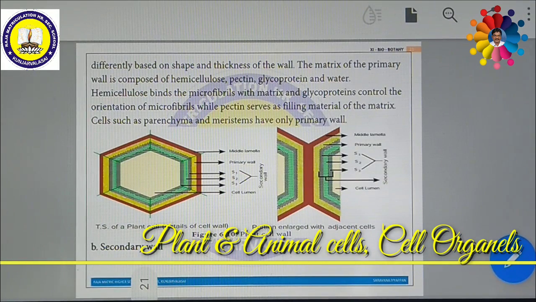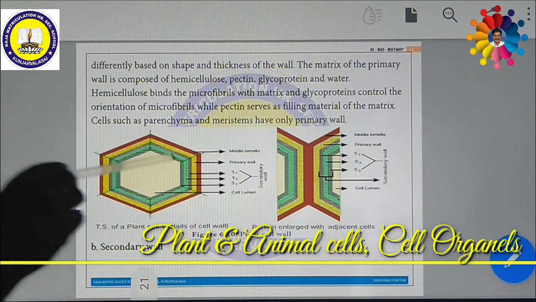Now we shall discuss in detail the primary wall. Just below the middle lamellae, it is the first layer inside the middle lamellae. The primary wall consists of a loose network of cellulose microfibrils in a gel matrix. It is thin, elastic and extensible. In most plants, the microfibrils are made of cellulose, oriented differently based on the shape and thickness of the wall. The matrix of the primary wall is composed of hemicellulose, pectin, glycoprotein and water. Hemicellulose binds the microfibrils with the matrix and glycoproteins control the orientation of microfibrils, while pectin serves as a filling material of the matrix in cells such as parenchyma and meristems.